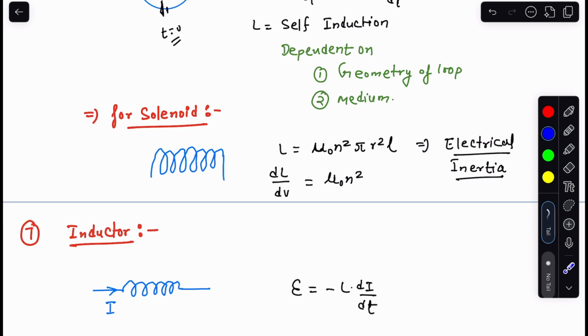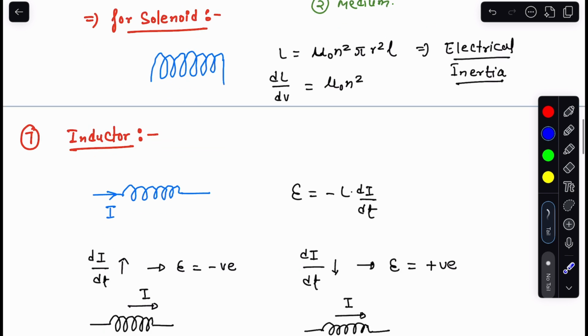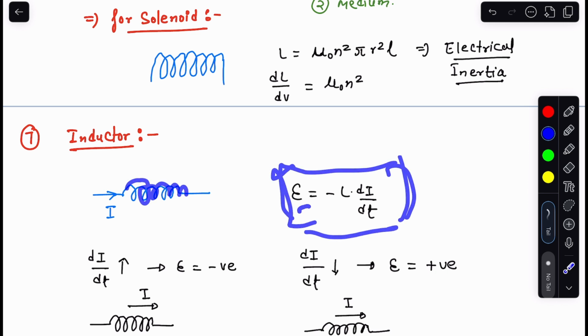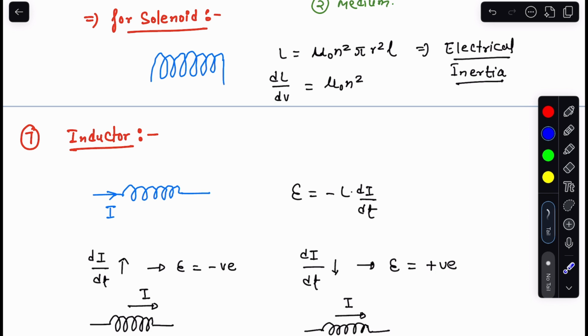Now what happens is, I was telling you about this in a loop. When you try to establish a current in a loop, it will oppose. What about inductors, or multiple loops? It will also oppose. In the same way, the EMF generated will be equal to minus L di by dt. From here, this minus sign also gives us the direction of the EMF.